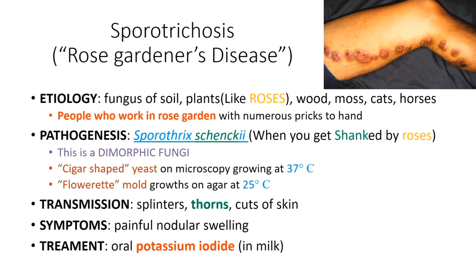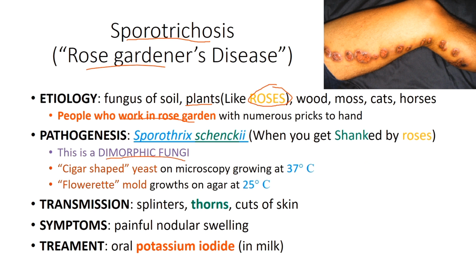All right, sporotrichosis, which is rose gardener's disease. It's a fungus found in soil and plants such as rose bushes, because it's rose gardener's disease. You can get it in moss, and also from cats and horses, but really be thinking about it from plants. People that work in their rose garden sometimes get a prick on the hand or on their leg or foot, and it leads to this disease, which is caused by Sporothrix schenckii. So when you get shanked by your roses, you can get this, which is amazing. I love this name. It's associated with getting shanked by your rose bush spines, which is nice.